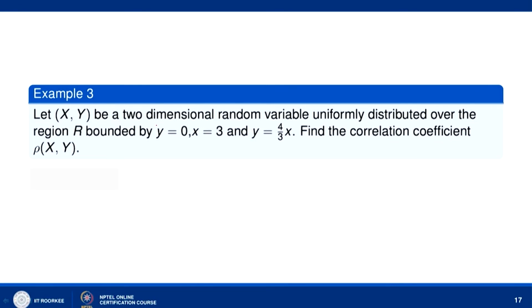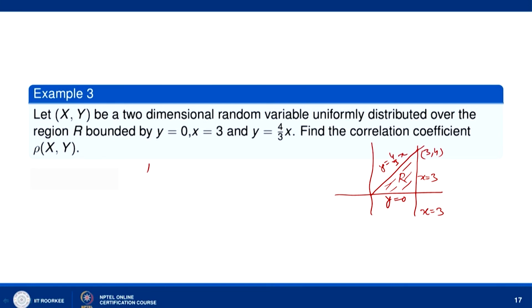Now, let us consider another problem. Let x y be a two-dimensional random variable uniformly distributed over the region R, bounded by y equal to 0, x equal to 3, and y equal to 4 by 3 into x. So the point of intersection is 3, 4. Now, this is the region R.